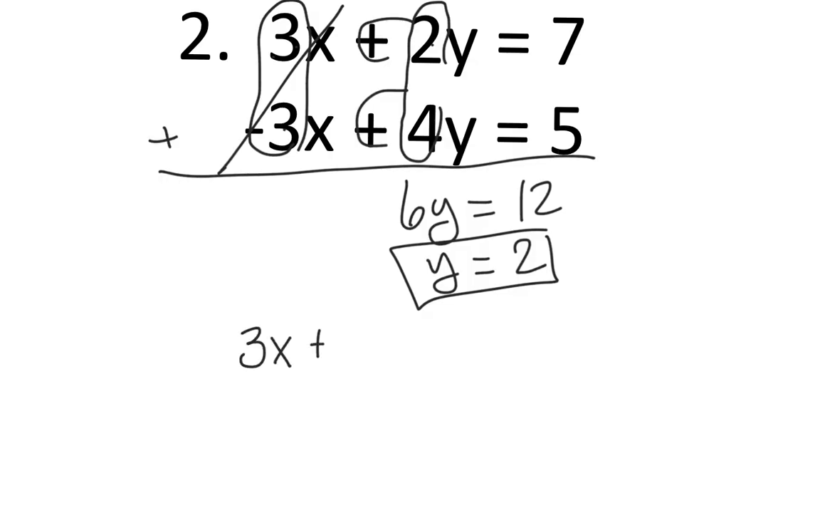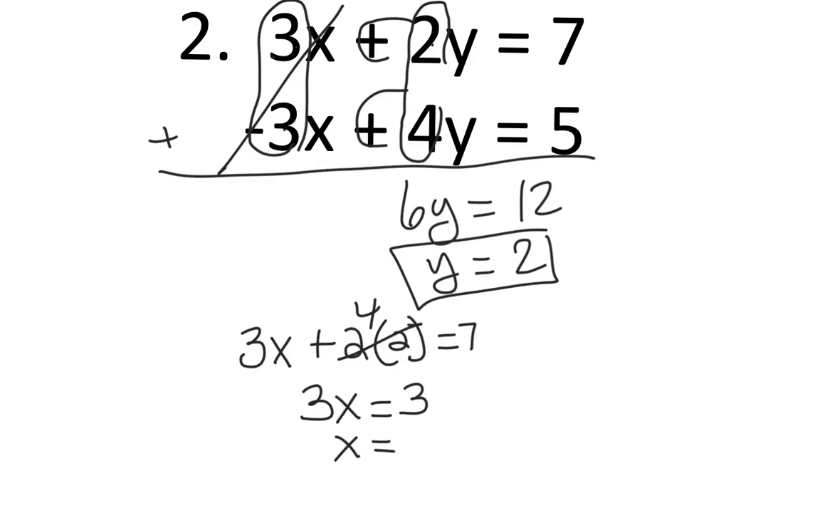And then I'm going to substitute 2 for y. So 3x plus 2 times y, or 2 times 2, equals 7. So that's 4. So we're going to subtract that 4. We get 3x equals 1. So my ordered pair is 1, 2.